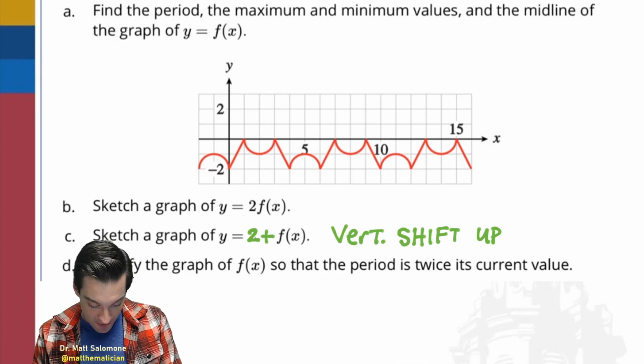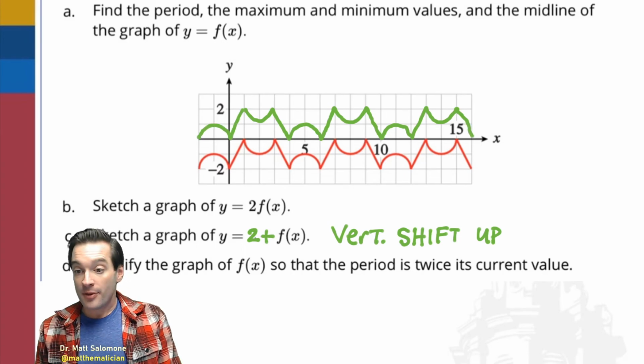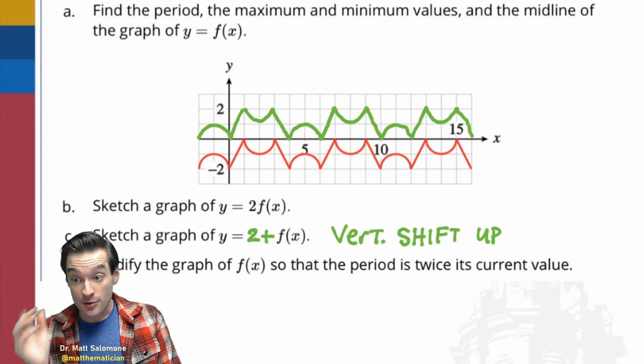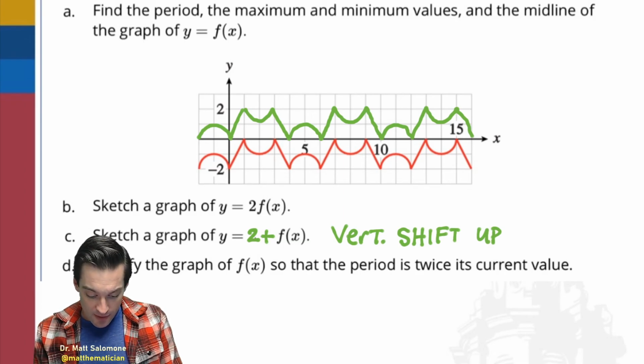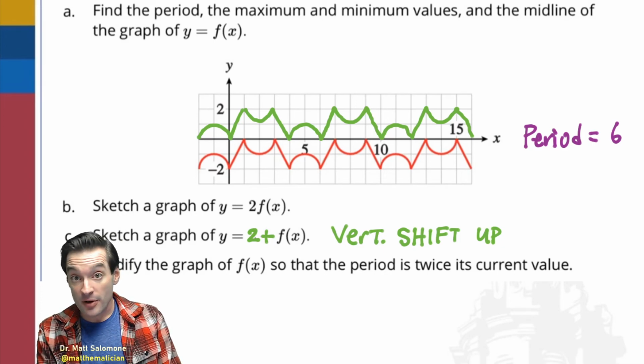And so when I shift this graph up by 2 units, what I end up with is a graph that looks like this. Come down to here, down to there, up to there. Down to here, and then up to there. And so there is my graph of y equals 2 plus f of x. I've just nudged the whole graph up by 2 units. So what is the same and what has changed? Well, again, because we only did something vertical to this graph, the period, which is a horizontal measurement, remains the same. My period is still 6.